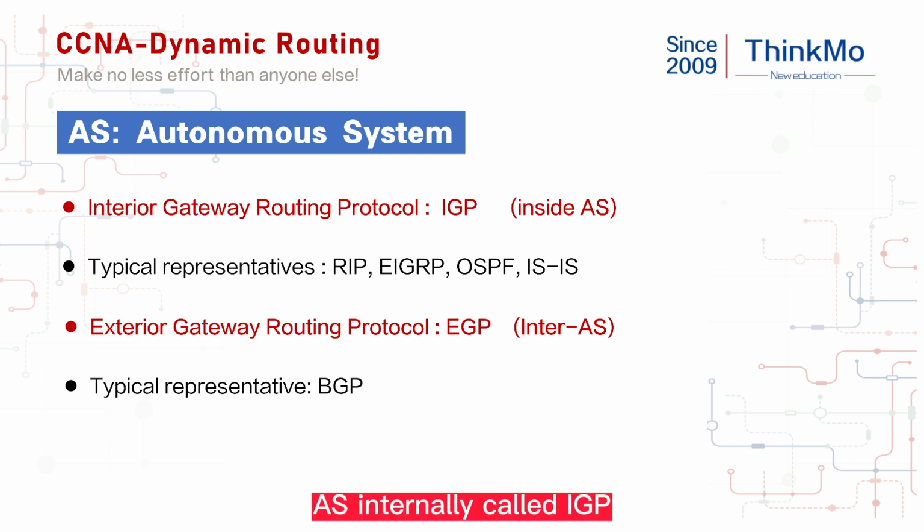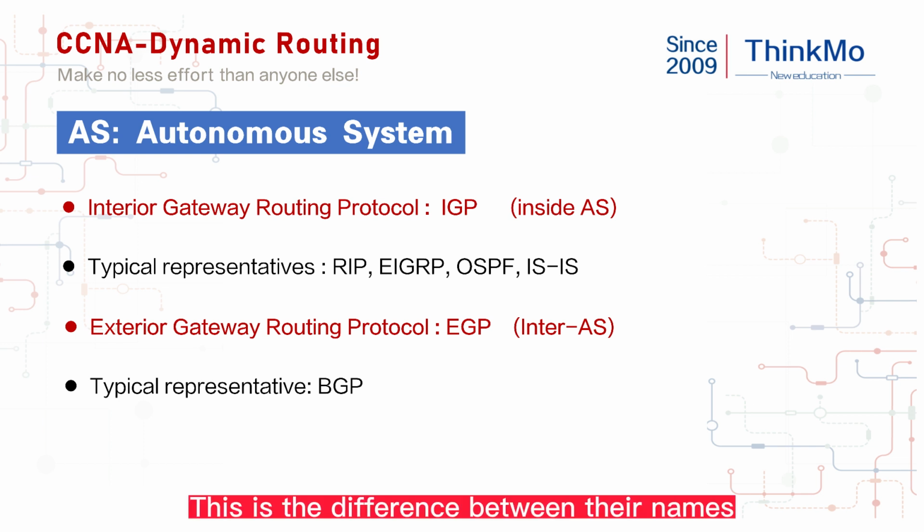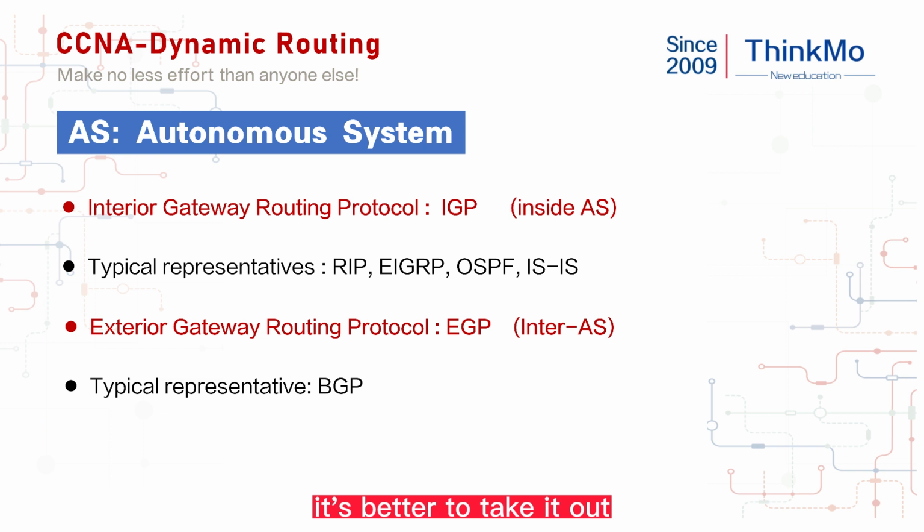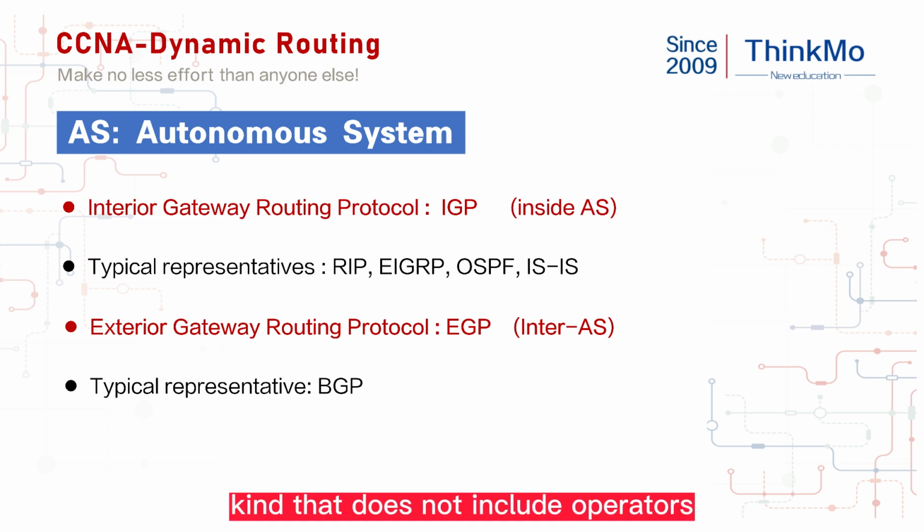Inside an AS is called IGP. Between ASs is called EGP. This is the difference between their names. AS itself is also a concept in BGP, so it's better to take it out. Some students may ask: does internal mean the kind that does not include operators? In order to facilitate your understanding, I will draw another picture.